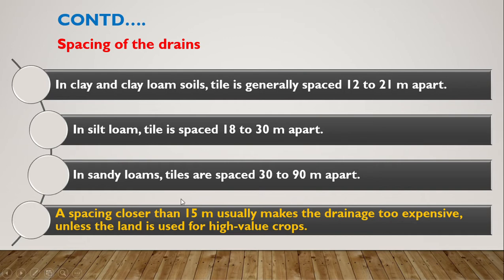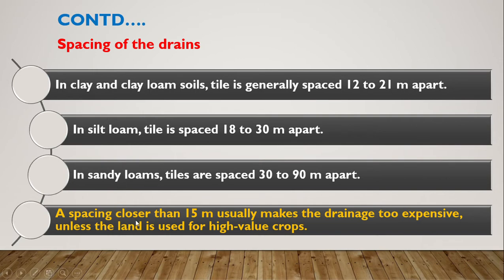In case of sandy loam, what is the peculiarity of sandy loam soil? It is a coarser soil. It has larger sized pores. So the water can easily move through the sandy soil, and the speed of the water will be higher. Since the water can easily move through it, the tiles can be placed at 30 to 90 meter apart. So it will finally reach the tile drains after moving 30 to 90 meter. So the spacing of drains will be higher for sandy loams or coarser soils, and the spacing is lesser for clay type soils. That's the thing.